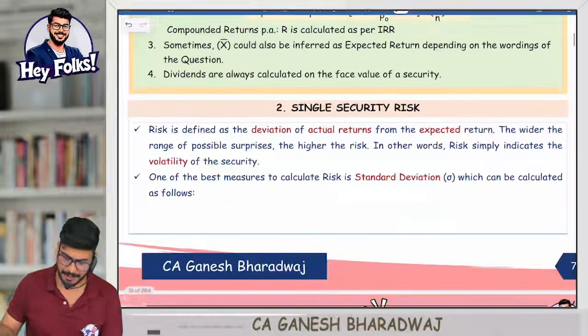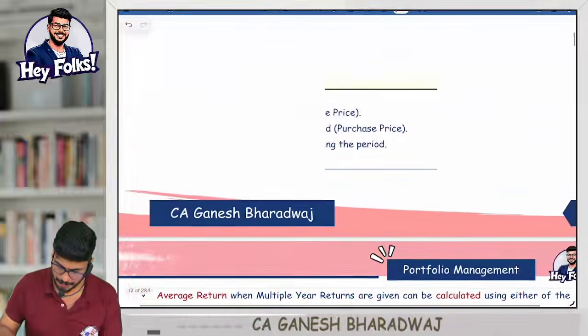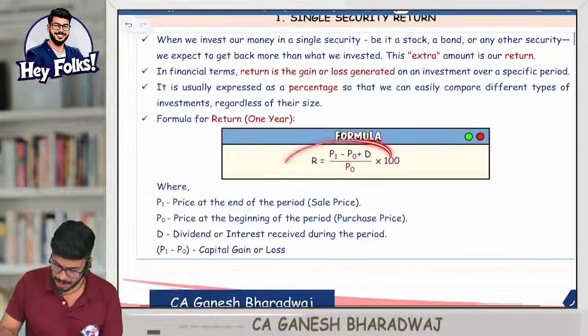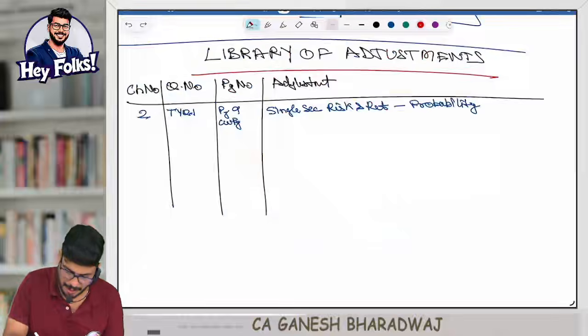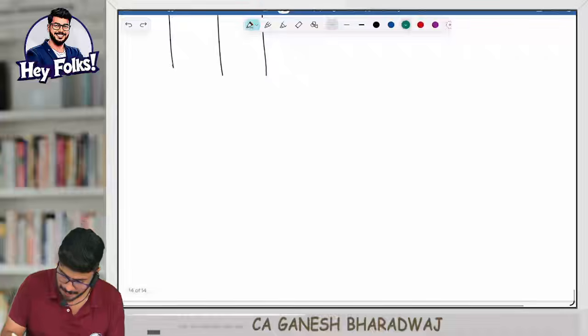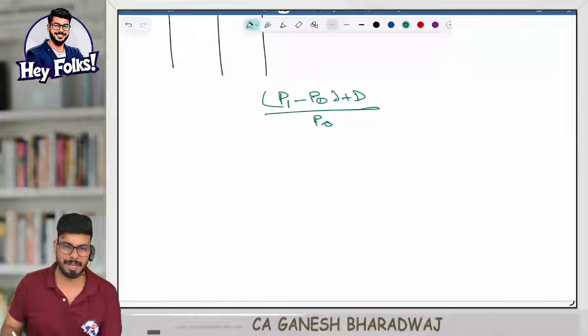Yes, perfect. Now, single security risk. Before that, guys, one thing I want to tell you. Now here this formula is there, no? P1 minus P0 plus D divided by P0. Guys, can I rewrite this formula? Just a simple thought process. P1 minus P0 plus D divided by P0. This is the formula to calculate what return?